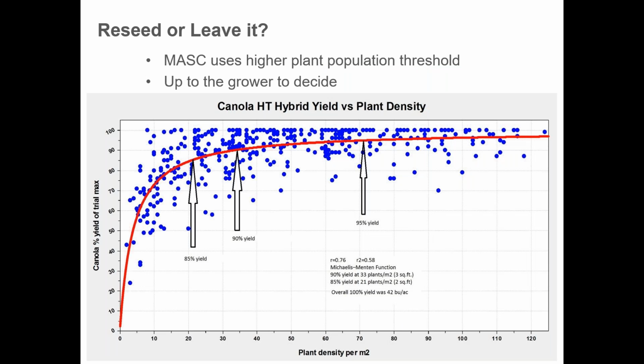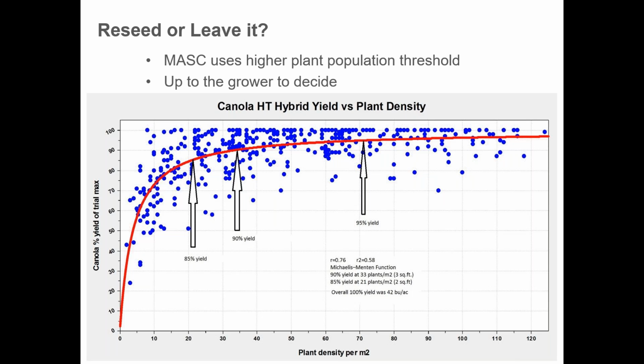So now we get into the decision of, do we reseed it or do we leave it? Something to keep in mind, I know crop insurance has been delaying these decisions, which they should. But keep in mind when they do come out to make their final assessment, MASC uses a higher plant population threshold than what the Canola Council typically talks about for this point in the season. Because of that, it's really up to the grower to decide at that point, which is a good thing. It gives control to the grower and gives them the ability to consider other factors when they're looking at that reseed decision.